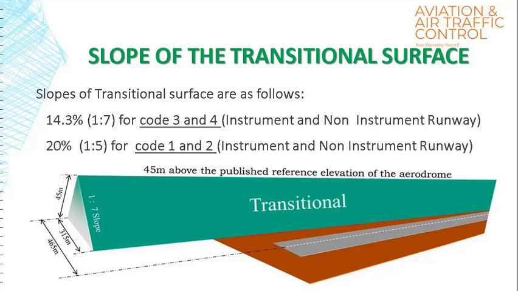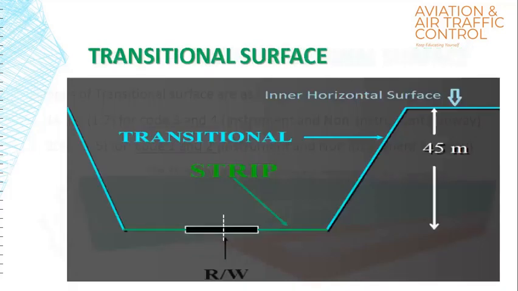Similarly, for a code 1 or code 2 runway strip, which is 70 meters from the runway center line, to reach a height of 45 meters, the slope is 20%. So we understand now that transitional surfaces are established for every runway intended to be used for landing. Transitional surfaces start along the runway strip, slope outward and meet the inner side of the next imaginary surface, which is the inner horizontal surface. An inner horizontal surface is a flat surface at a height of 45 meters above the aerodrome reference point elevation.